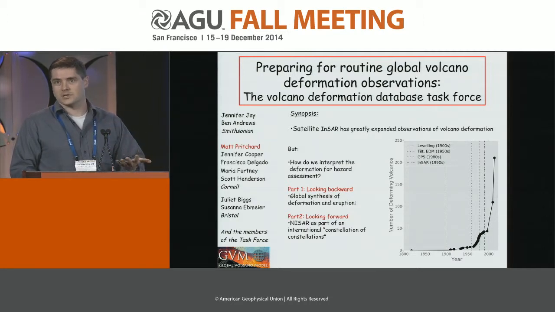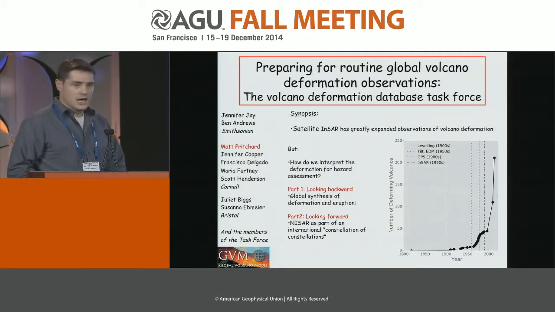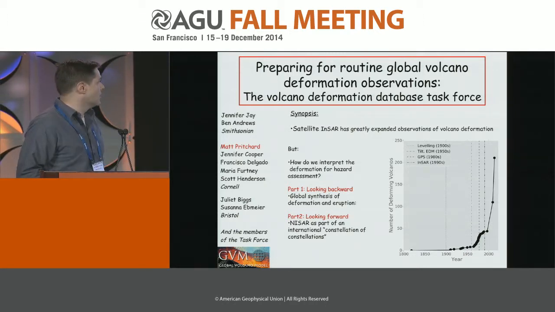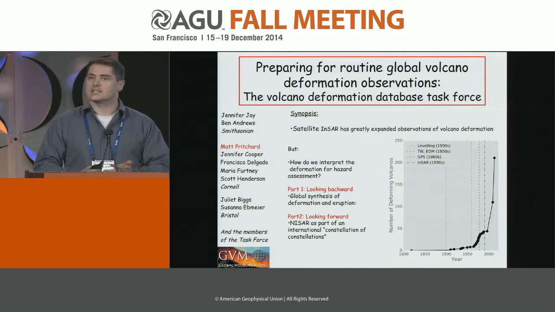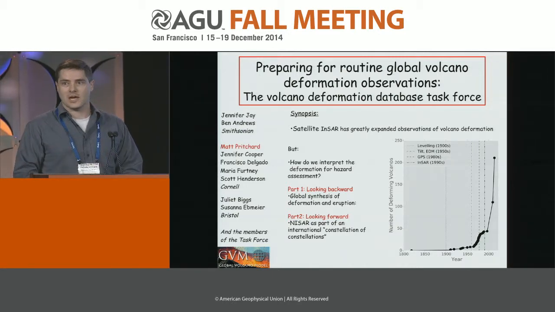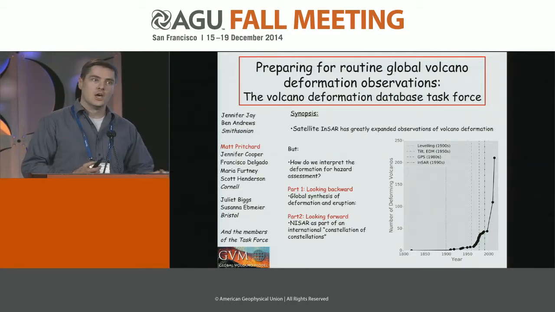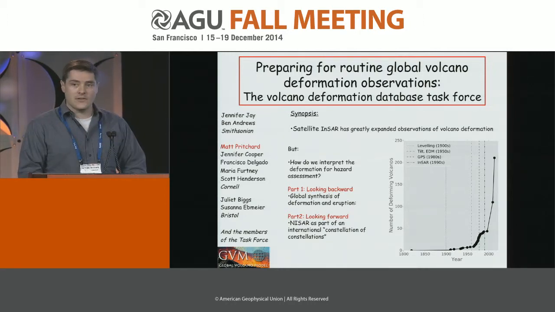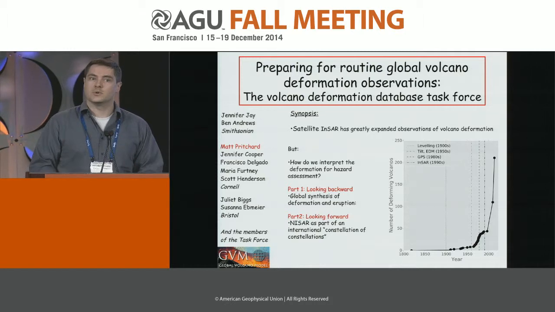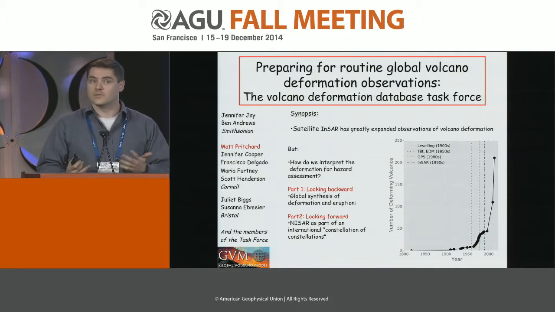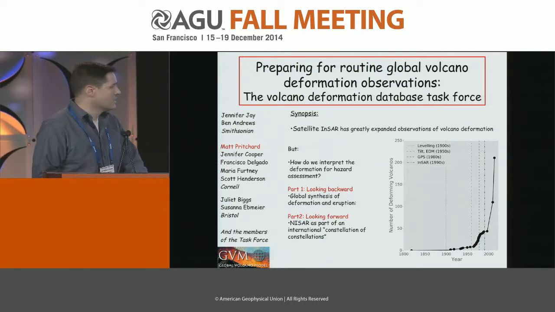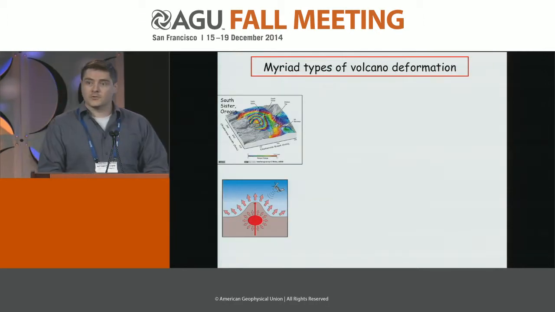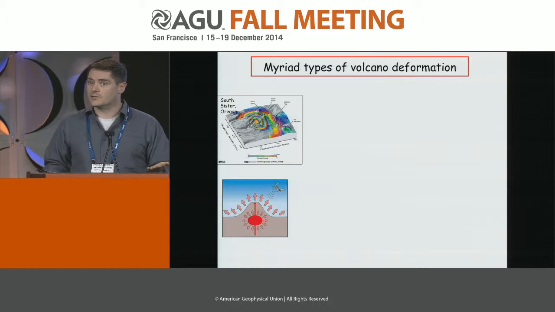So the question is, in order to use that information to make something useful about hazard assessments, whether these volcanoes will erupt or not, we have two approaches that we'll talk about today in terms of ongoing projects. One is looking backwards, trying to synthesize all the observations that we already have to understand under what circumstances volcano deformation might indicate an imminent hazard. The other is looking forward to what we're going to be able to do with NISAR and the constellation of many different international missions that could be used to help assess this.